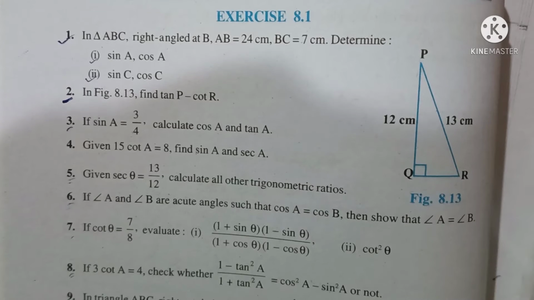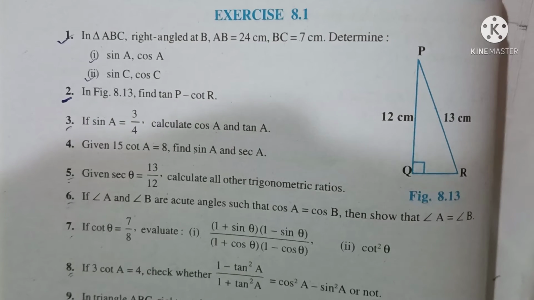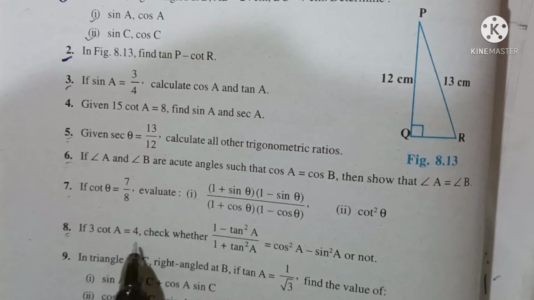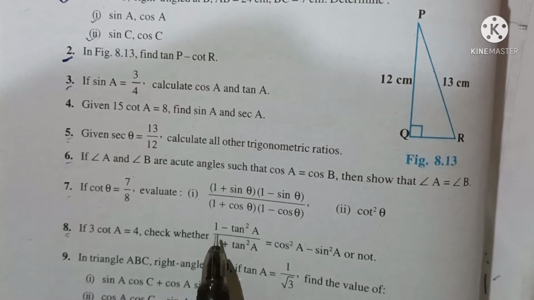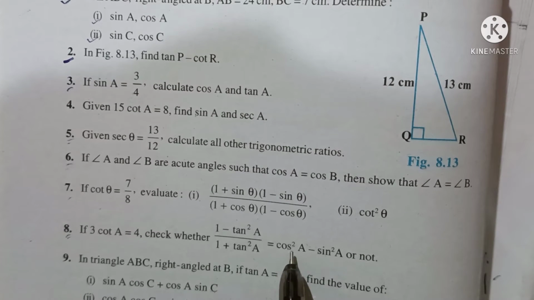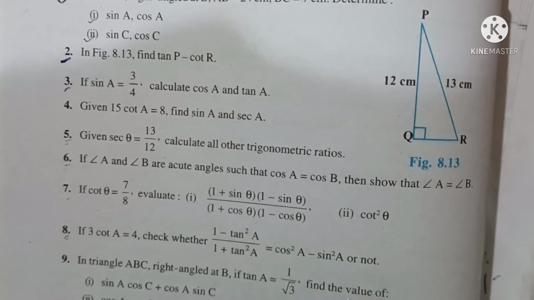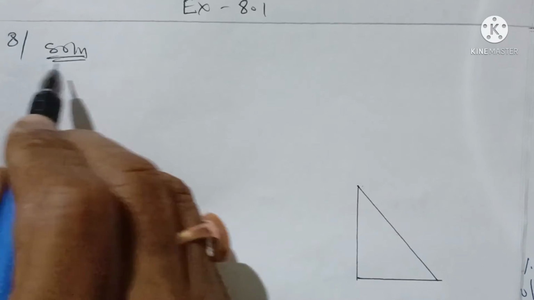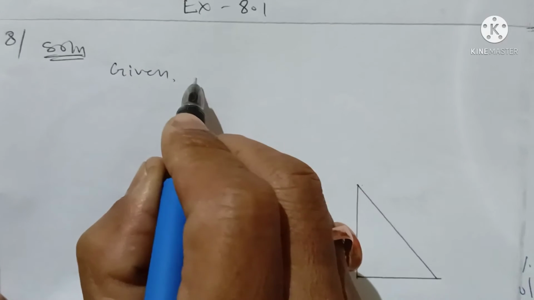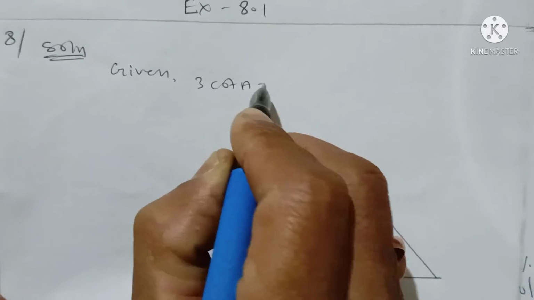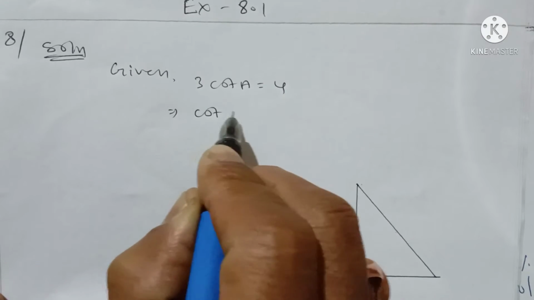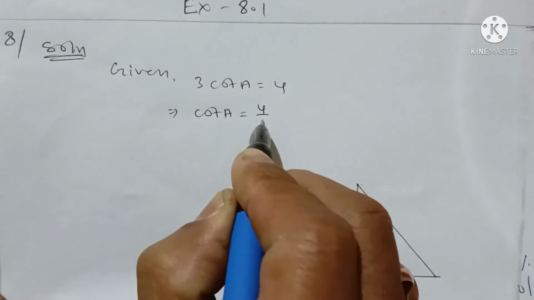Dear viewers, today we'll learn from exercise 8.1, question number 8. If 3 cot A is equal to 4, check whether (1 minus tan square A) upon (1 plus tan square A) is equal to cos square A minus sin square A or not. Question number 8, solution. Given 3 cot A is equal to 4. This implies cot A is equal to 4 by 3.